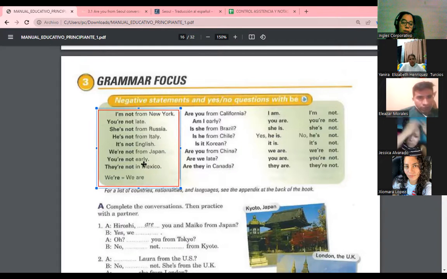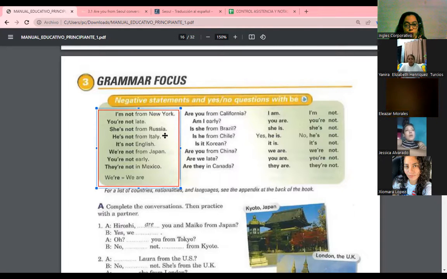Okay, we're not from Japan. You are not early. Are we late? You are not early. Right? Are we late? They're not in Mexico. They're not in Mexico. And the contraction of we are is we're, you know.